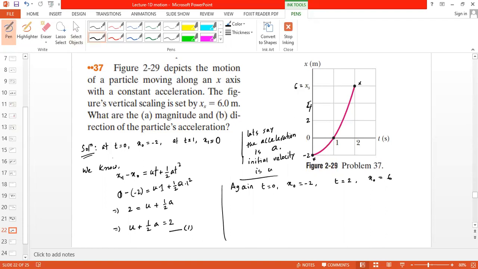Okay, then use the same formula here, that is x1 minus x naught equal to ut plus half at square. So that means 6 minus -2 equal to u into time t is 2 second plus 1/2 into a into 2 square. So this will give me 8 equal to twice u plus 2a, right? Twice u plus 2a equal to 8. So this is equation number 2.